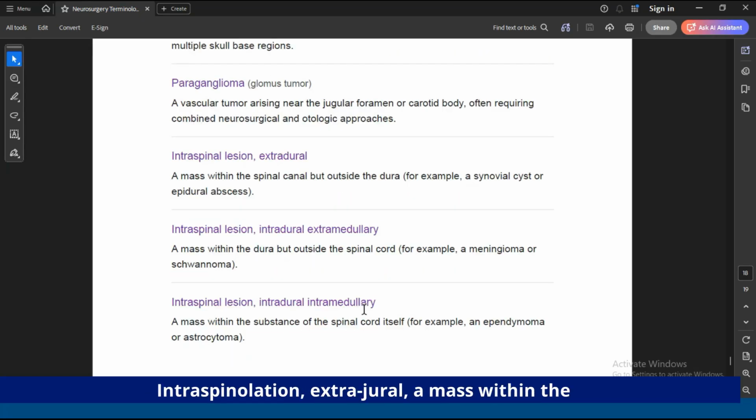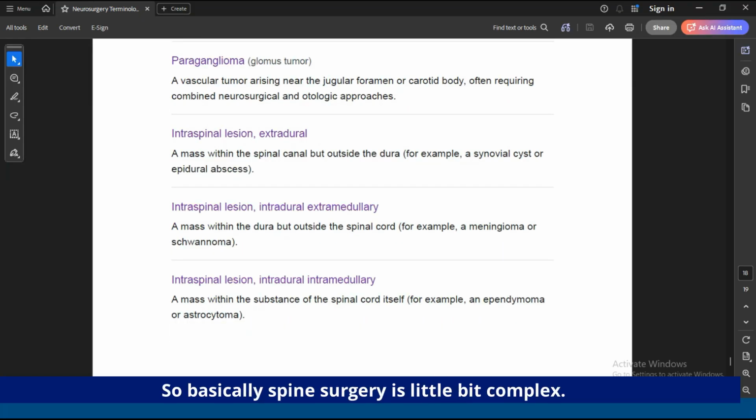Intraspinal lesion, extradural, a mass within the spinal canal but outside the dura. For example, synovial or epidural. Intraspinal lesion, intradural extramedullary, a mass within the dura but outside the spinal cord. Okay. Intraspinal lesion, intramedullary, a mass within the substance of the spinal cord itself. So basically spine surgery is little bit complex, so you need to spend more time to read all this.